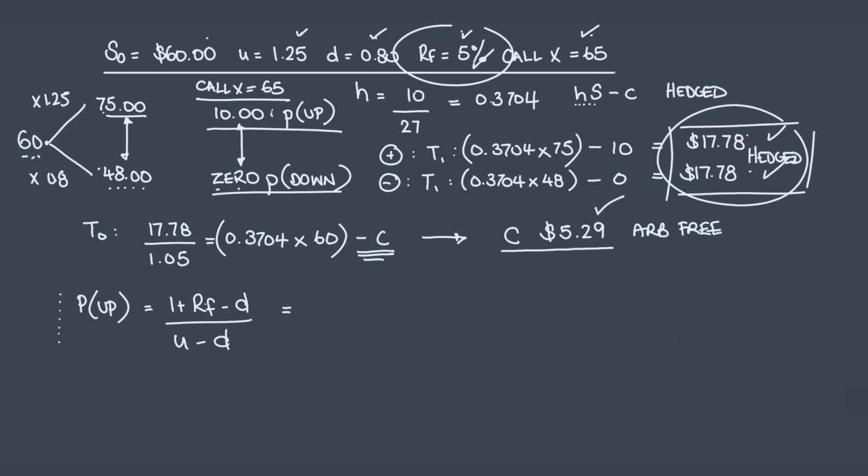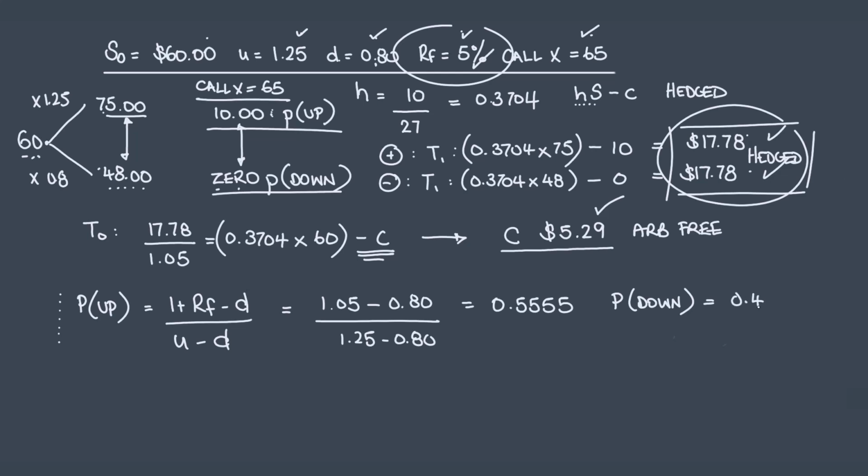So the probability of up is 1 plus RF, 5%, so 1.05, minus D, that's 0.8, divided by U minus D, 1.25 minus 0.8. That gives you a risk-neutral probability of an up move of 0.5555. That means the probability of a down move, using the law of total probability for mutually exclusive and exhaustive events, must be 1 minus that, which is going to be 0.4445.